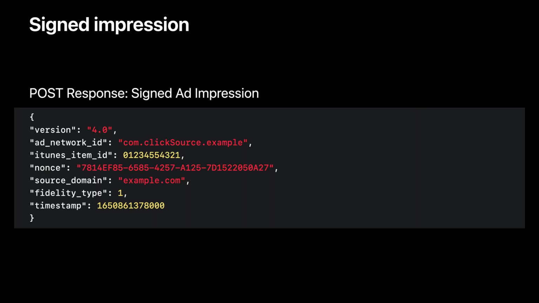Let's look at what we expect to receive from this POST request. This is a signed impression, ready for consumption by SKAdNetwork. Note the source domain field in the impression. This is the link analog of the source app ID in the app-driven SKAdNetwork flow.